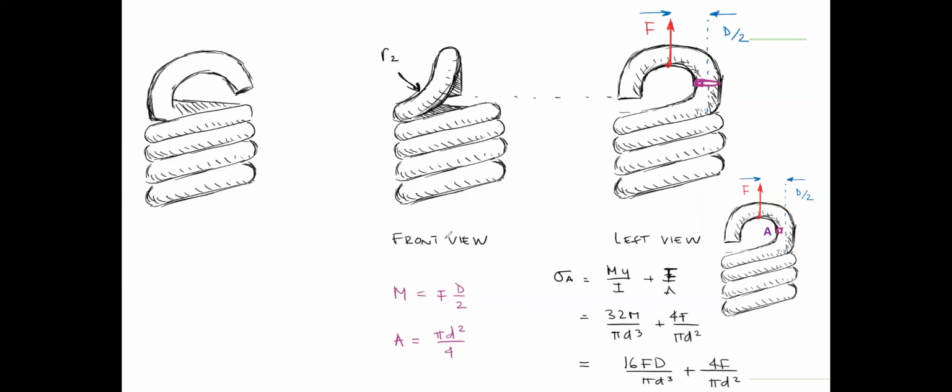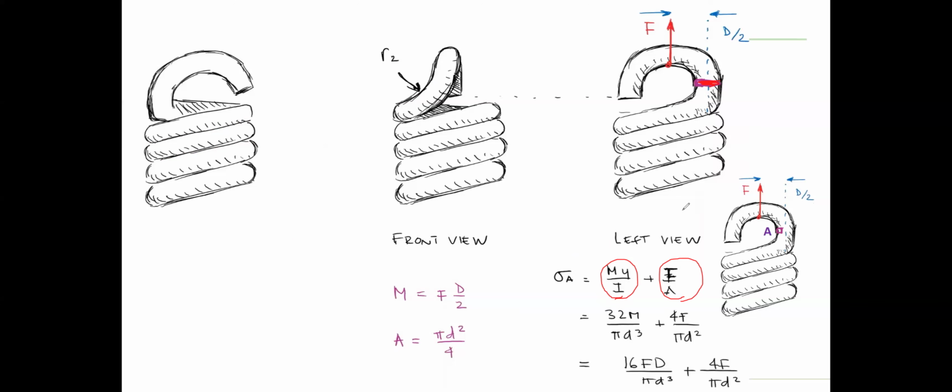Right? So for the bending stress applied to point A, it equals My over I, right? The bending stress. And there's also the normal stress on this surface. Okay, you got it?